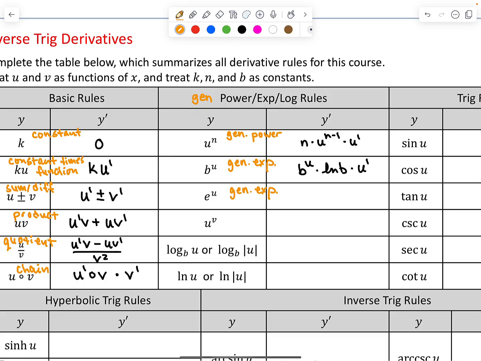The next rule is the general exponential rule, specifically when the base is e. And we basically can rewrite this, but change all the b's to e's. And in this case right here, the natural log of e is just 1, so I don't need to write it. So the derivative of e to the u will be itself times simply the derivative of that exponent.